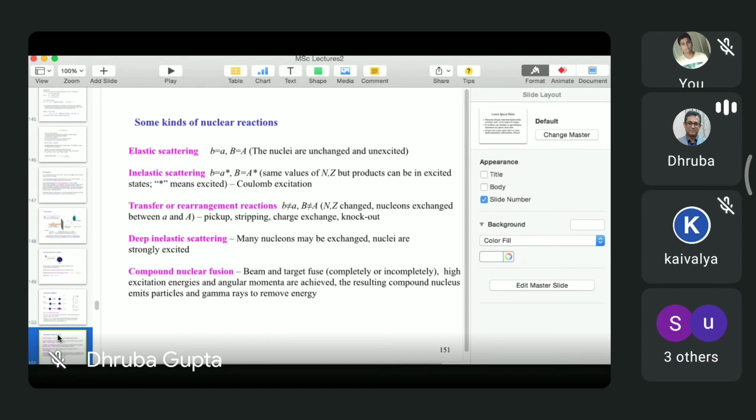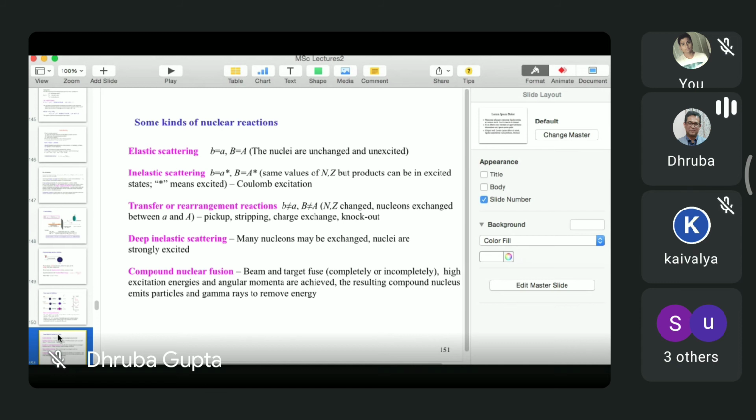There might be inelastic scattering. Now in this case, what happens? Small b is excited small a, and capital B is excited capital A. So the same number of neutrons and protons are there, N and Z are the same, but the products can be in an excited state. Star means excited. There may be excitation due to Coulomb excitation, that is, the Coulomb force might excite these nuclei, or there may be nuclear excitation, due to the nuclear force.